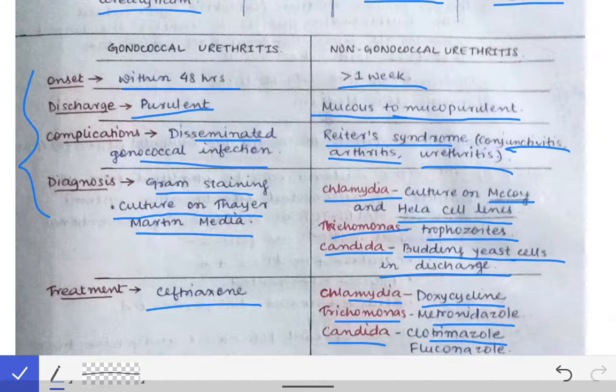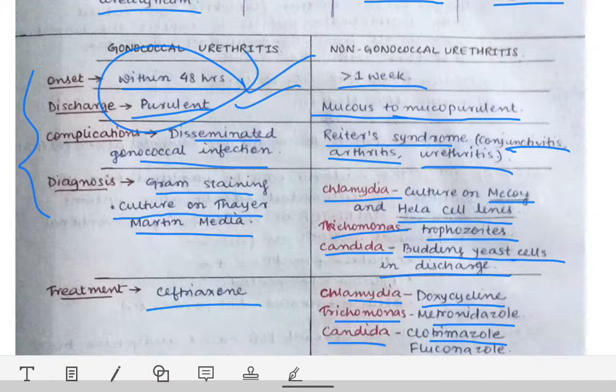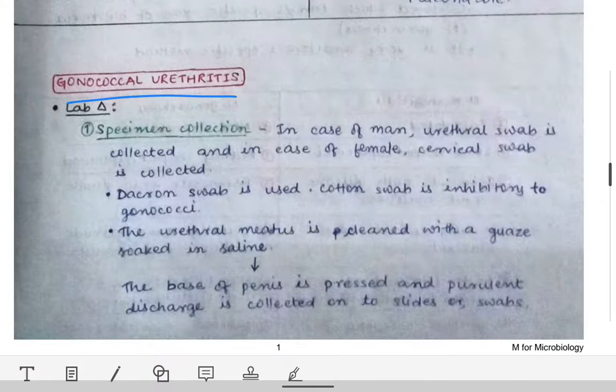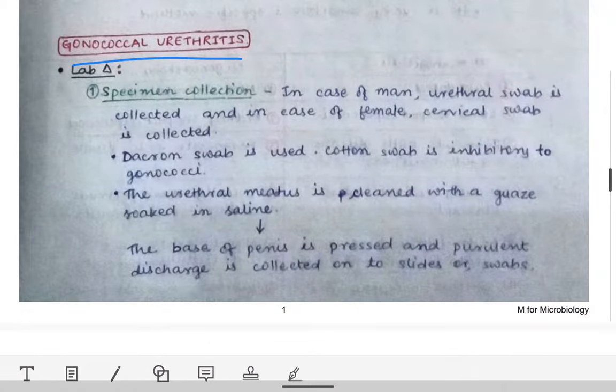Whenever the questions are given, there will be some onset duration and the type of discharge. Based on these two features we can diagnose whether it is gonococcal or non-gonococcal urethritis. These two features must be given there. After you have clinically diagnosed that it is gonococcal urethritis, you have to diagnose it in the laboratory, and that's the question they will ask you: the laboratory diagnosis of this urethritis.